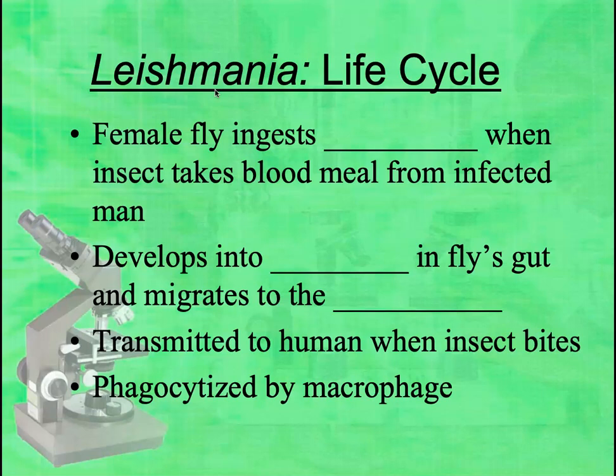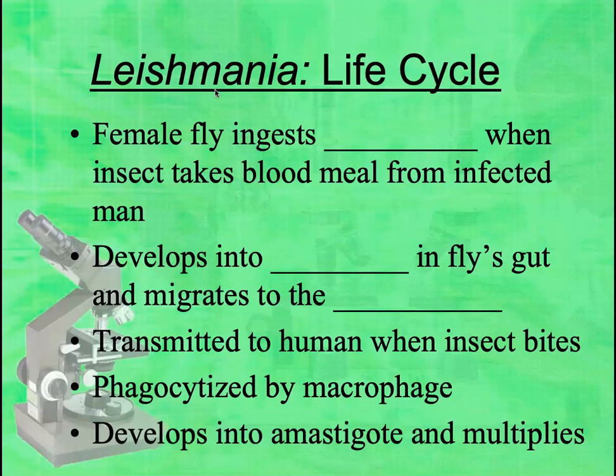The amastigote will develop into the promastigote in its gut and migrates to the salivary glands. And this is how it's easily transmitted to another human when it goes and lands on someone else and takes a blood meal. So the promastigote gets inside another human. It's phagocytized by a macrophage. Inside the macrophage, it develops into the amastigote. And the amastigote is what's diagnostic.